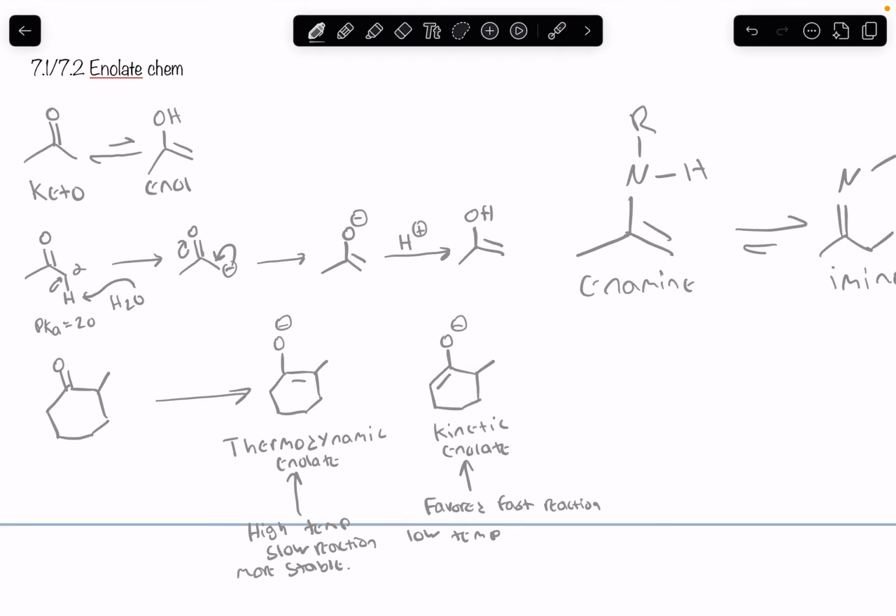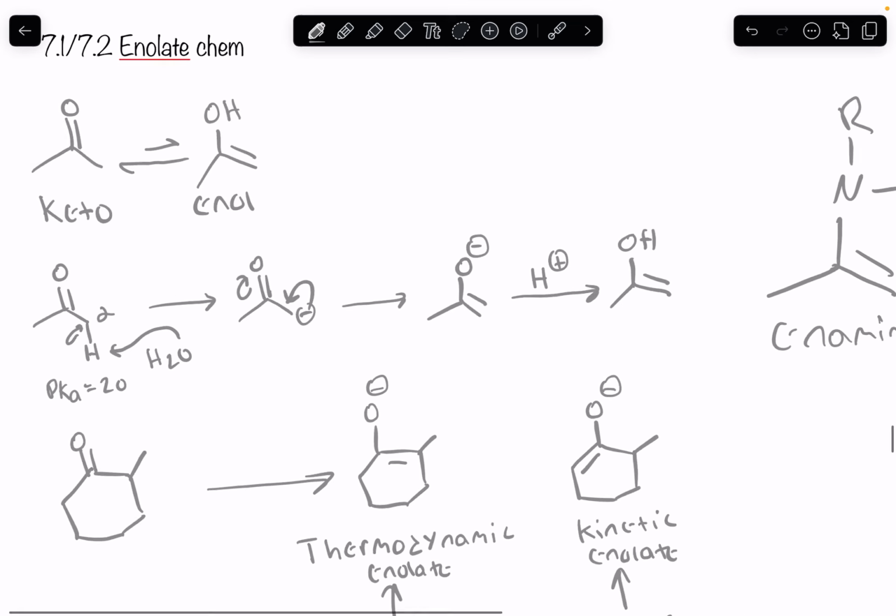Chapter 7.1 and 7.2 is all about enolate chemistry. Pretty simple. So, enol should immediately tell you that you have an alkene and an alcohol. What's really important about this molecule is that it's extremely reactive and it has two forms. We call it the keto form when you have the ketone, and the enol form is when you have the alcohol, right? Pretty straightforward.